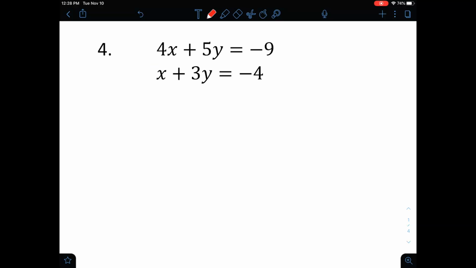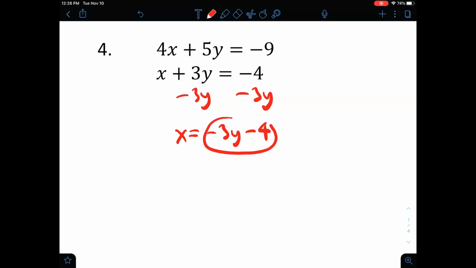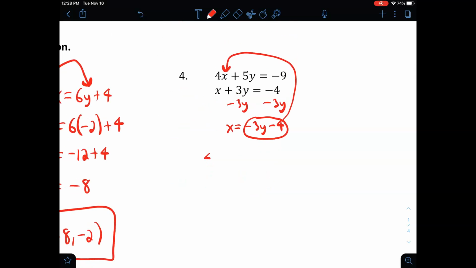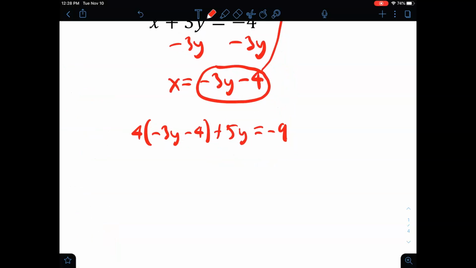So how do we get x by itself on the bottom here? I would subtract 3y from both sides. So we're going to get x equals negative 3y minus 4. And now we can take that negative 3y minus 4, since x equals that, and replace x with negative 3y minus 4. So we're going to have 4 times negative 3y minus 4 plus 5y equals negative 9. All right, now we can solve this. I'm going to rewrite that a little bit better.